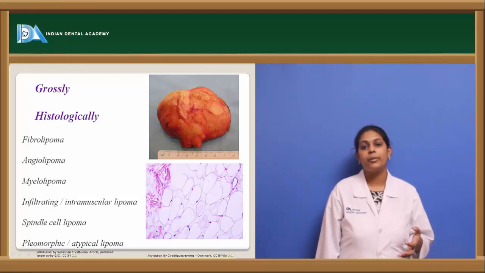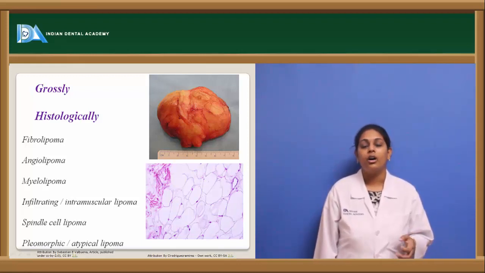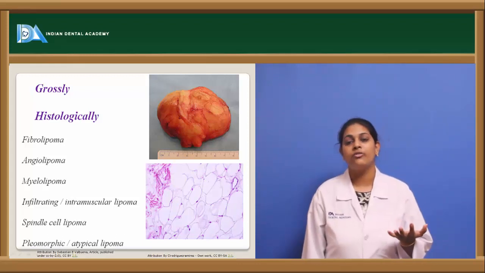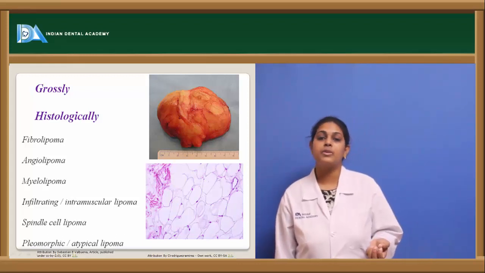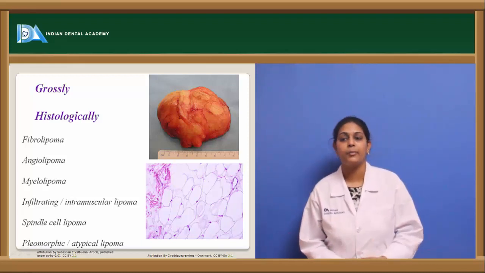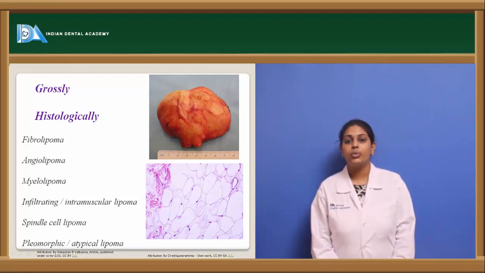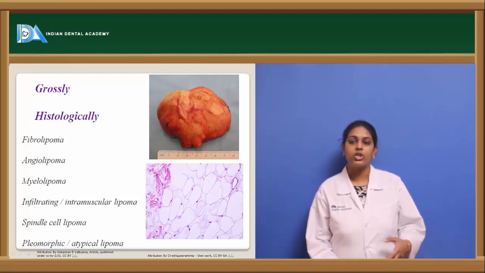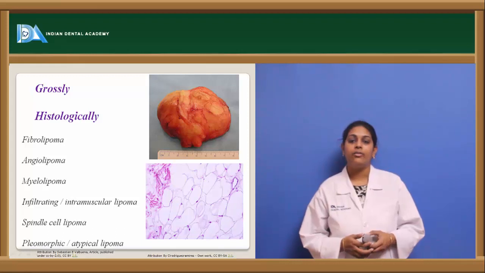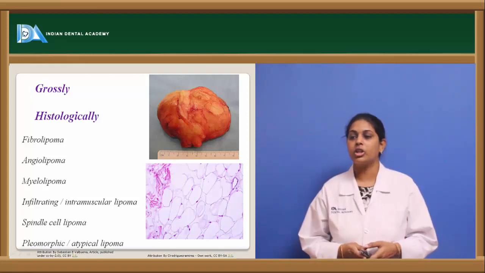It is a spindle cell lipoma when histopathologically we observe the presence of numerous spindle shaped adipocyte cells. And it is known as pleomorphic or atypical lipoma when it shows a varied range of morphological changes with minimal atypical features. So there is a histopathological picture.